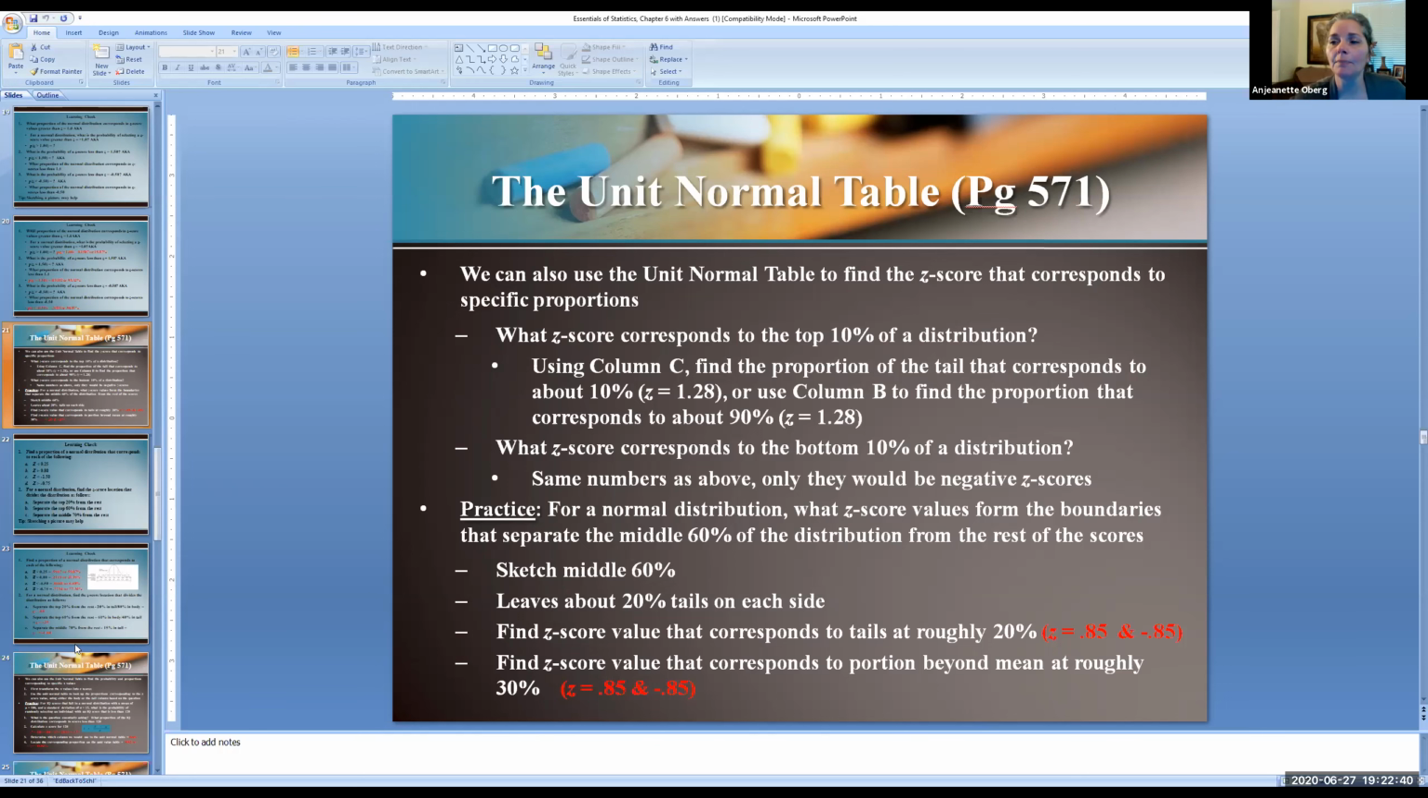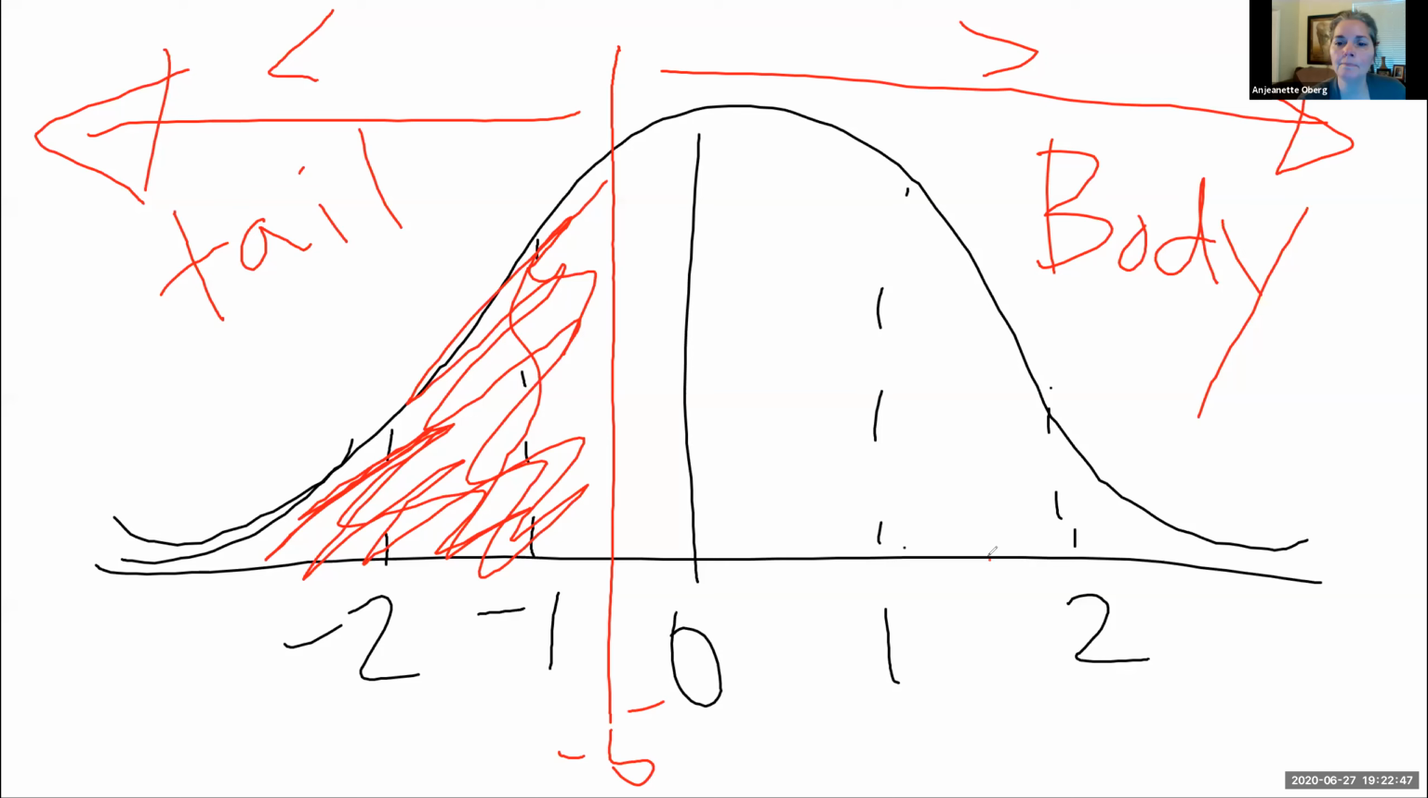I want you to keep in mind there's two really important lessons here. First, we're not only learning how to use that fourth column, but we're also recognizing that not only can you look at the probability that corresponds to a z-score, but you can also look up the z-score that corresponds to a probability. The table can be used to go both ways, okay?